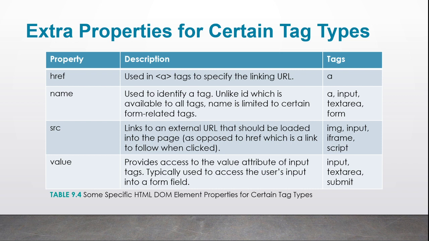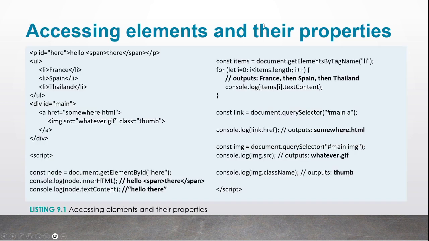So again, this is stuff that you've been dealing with up to this point. These are just the explanations for it. Alright. So what we're looking at here is accessing elements and their properties using the DOM, that document object model. So what are the things that I want you to notice here?